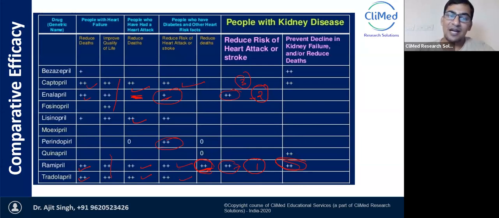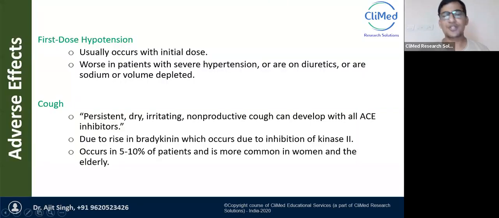So understand guys, ramipril is the first choice always, and then enalapril, and then captopril we can go for, and then trandolapril, right? Understand? Anything else here? Okay, now let's see first dose effect.